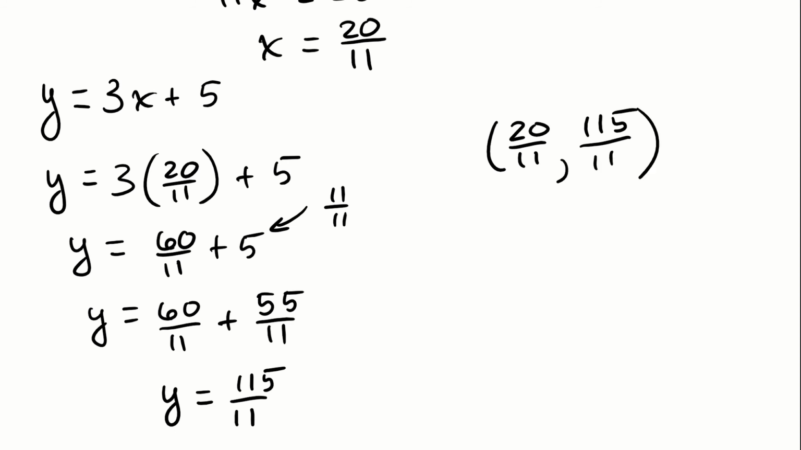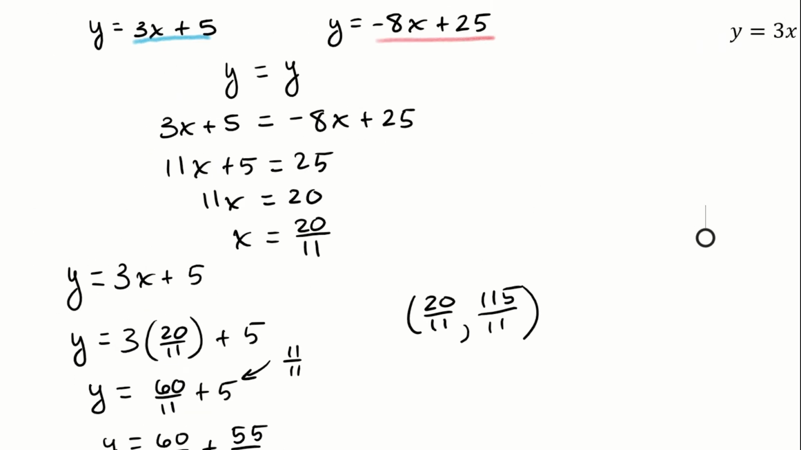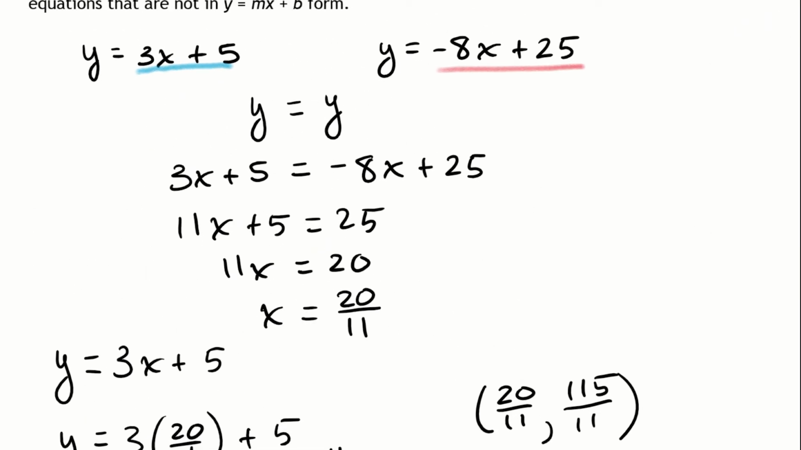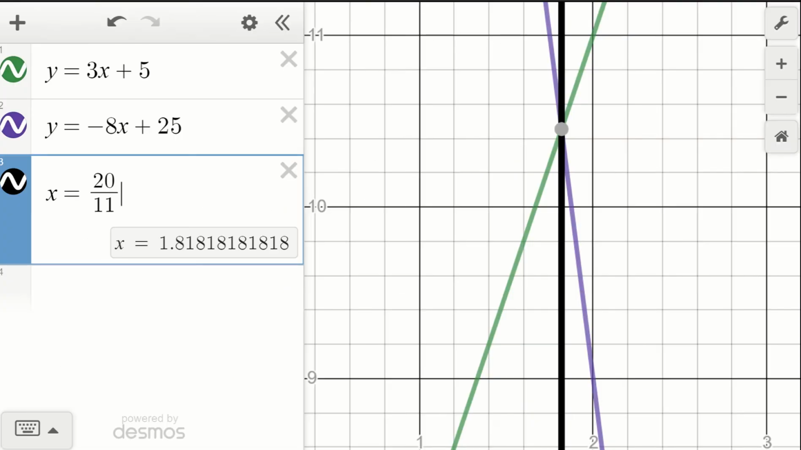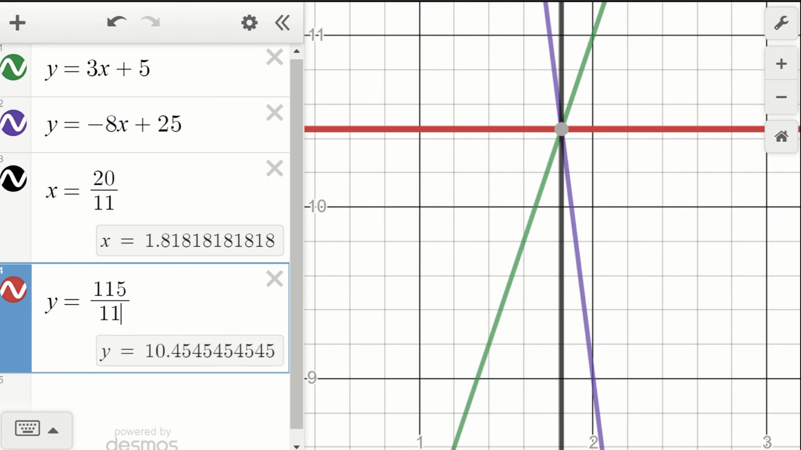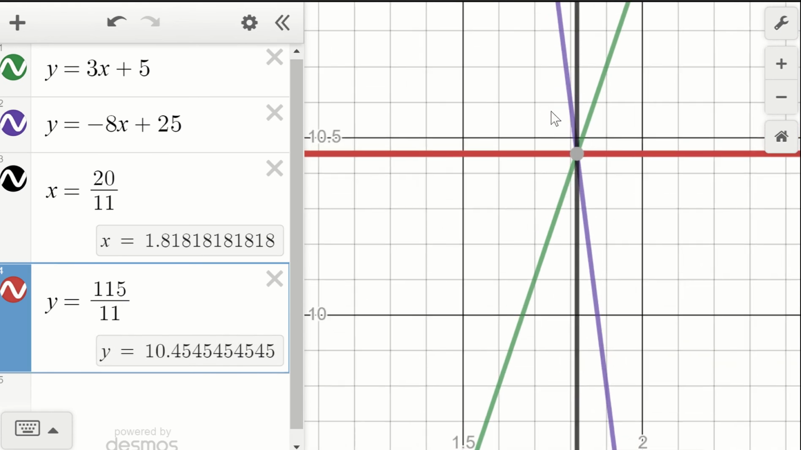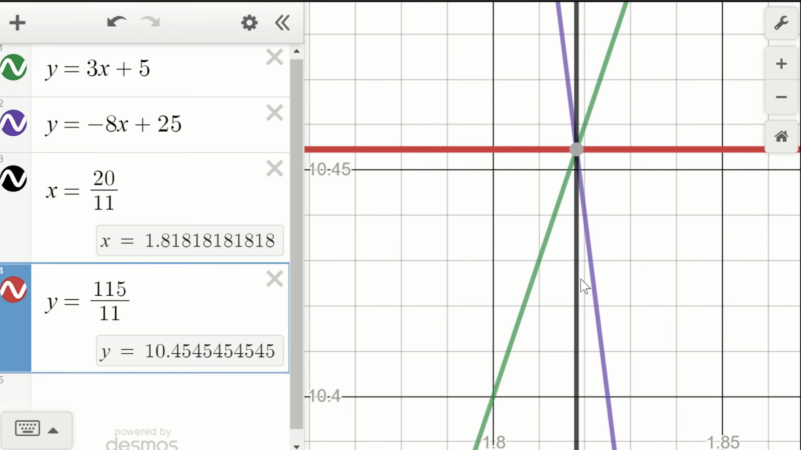So my answer is these two lines, the two original lines, are going to meet each other at the point when x is 20 over 11 and y is 115 over 11. Let me confirm that other point. Y is equal to 115 divided by 11. And there you go. You can clearly see that the black line and the blue line meet here; this is the x value that we found, and this is the y value. So this point is absolutely x is 20 over 11 and y is 115 over 11.